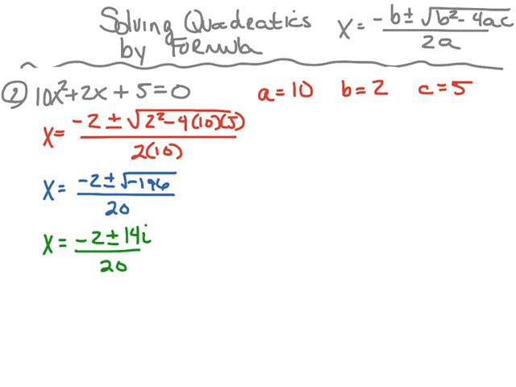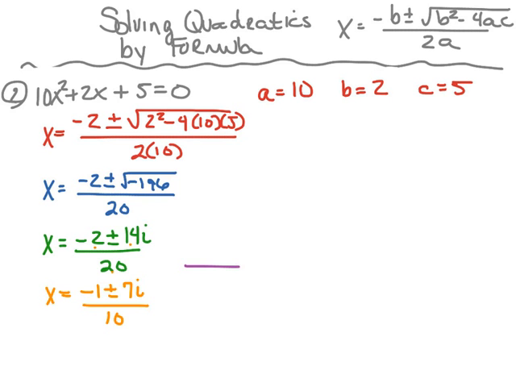Next thing I'm going to do is try to reduce this. First thing I notice is these three numbers, the 2, the 14, and the 20. All three of those numbers are divisible by 2. So I'm going to divide each one of those by 2. So negative 2 divided by 2 would be a negative 1. 14i divided by 2 would be a 7i. And 20 divided by 2 would be a 10.